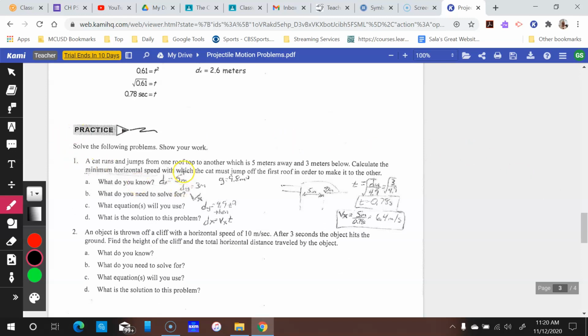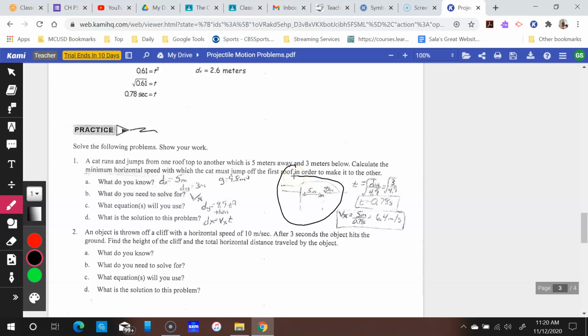So a cat runs and jumps from one rooftop to another that's 5 meters away and 3 meters below. Calculate the minimum horizontal speed with which the cat must jump off the first roof in order to make it to the other. So again, what you can see here is that I went ahead and drew an image, right?